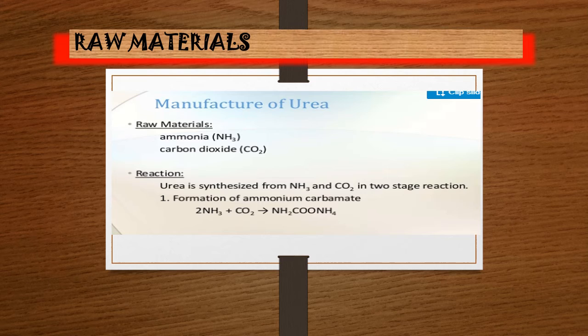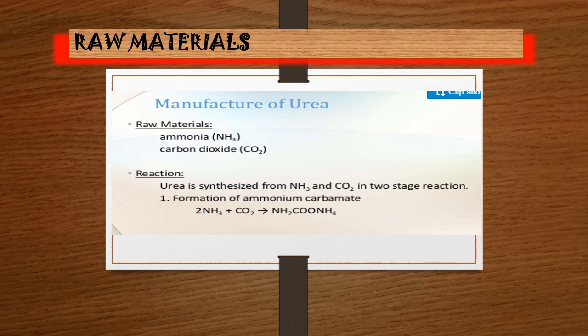The raw materials required for the formation of urea are ammonia, NH3, and carbon dioxide, CO2. These are the only two raw materials, which are cheaply and easily available. We only require these two raw materials, NH3 and CO2, to form urea.